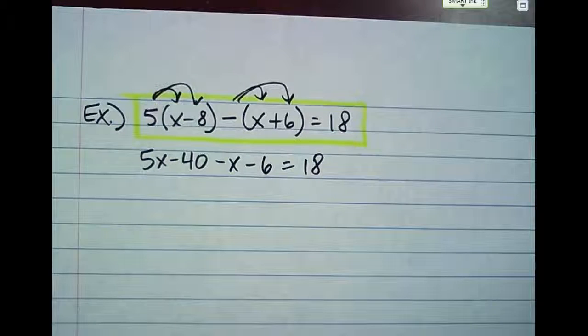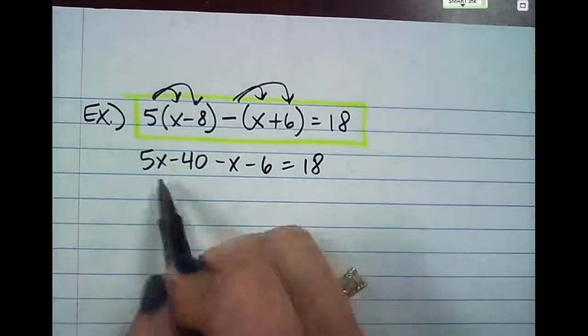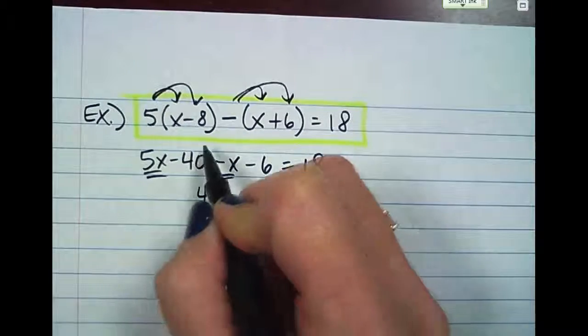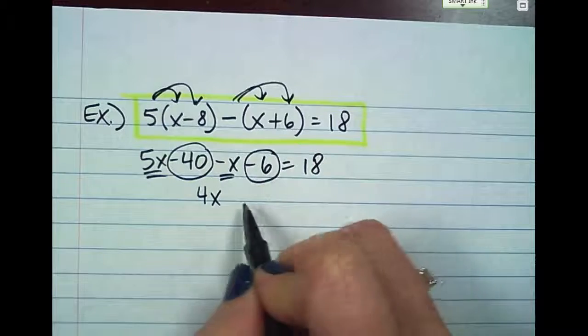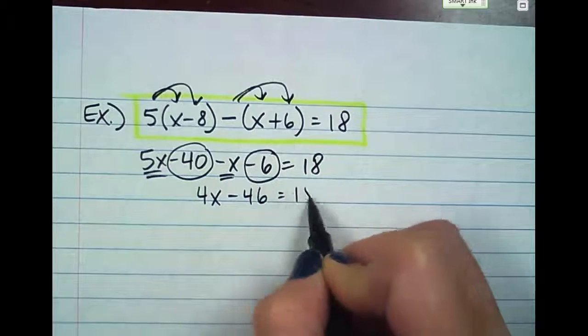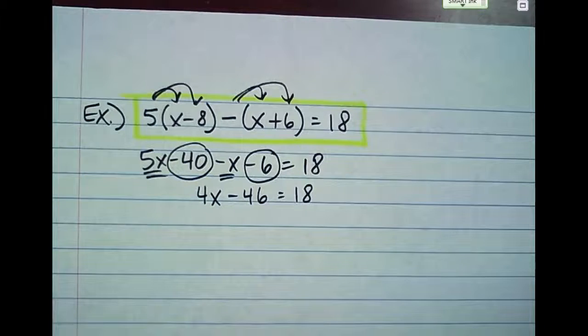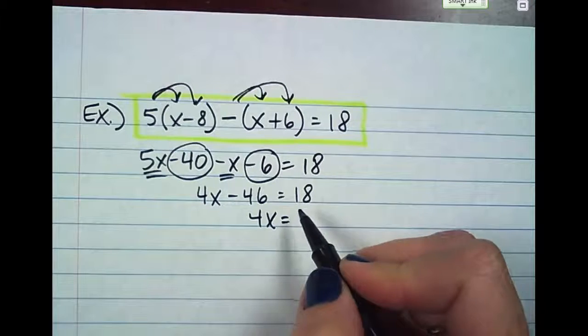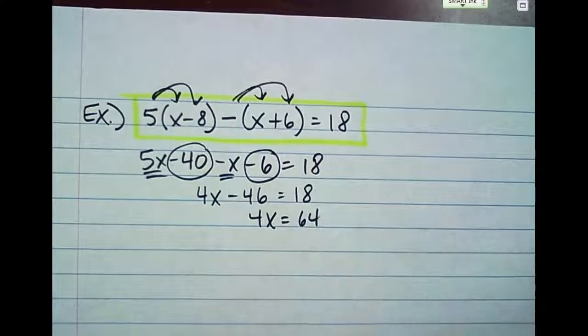Right? And on the left side, I'm going to clean it up in one step. I'm going to put the 5x and the negative x together, which is 4x. And I'm going to put the negative 40 and the negative 6 together, which is negative 46. Right? Now you would add 46 to both sides. So 4x equals, you add 46, you get 64. And then divide both sides by 4.